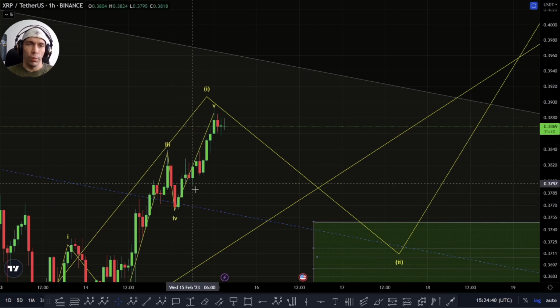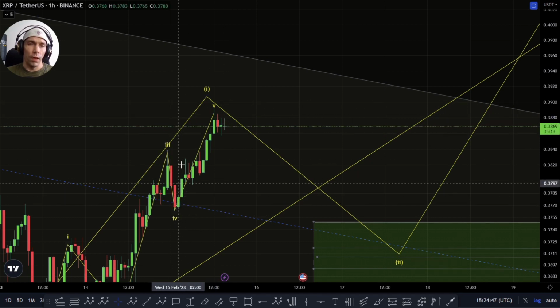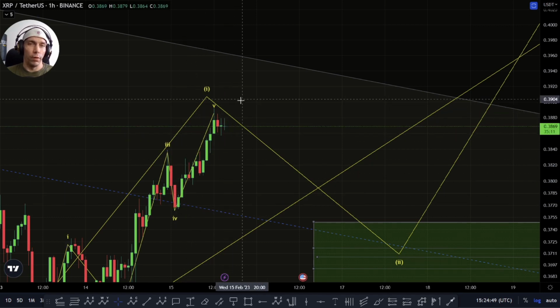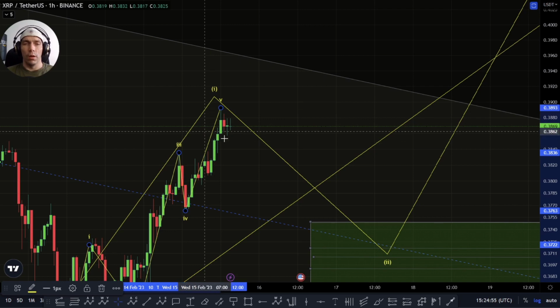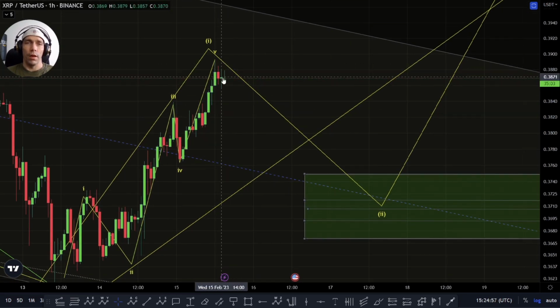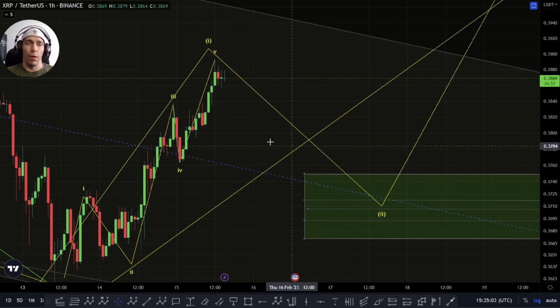However, it is also possible we could argue that we could just get a truncation here if we do get a smaller fifth, and this is 1, 2, 3, 4, 5 completed. So if we get one more push up here, it would satisfy this a little bit better. However, it is possible that we could look to complete earlier on here. I'd really want to see one more push though for this to be a nice clean structure here. Otherwise, it's just a three-wave move.